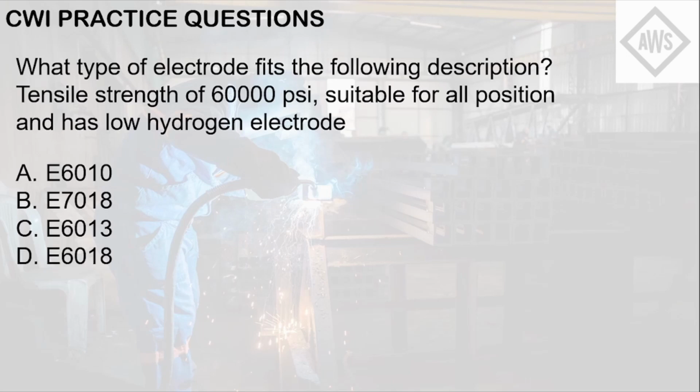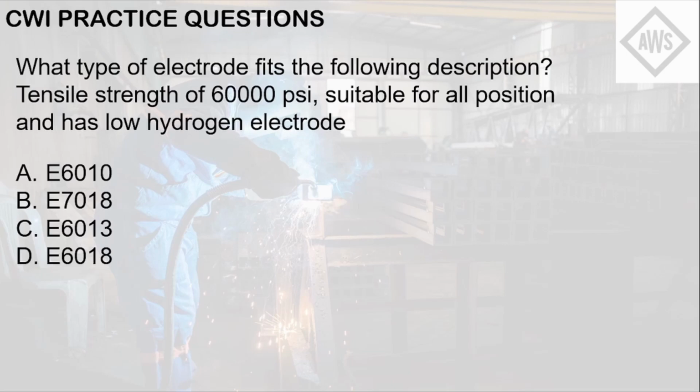So letter A, E6010, is an electrode with 60,000 psi, so that might be the correct answer. The number 1 is suitable for all positions, so that might be a correct answer. But the last digit, what does it refer to? It's the chemical composition for that specific welding electrode. But is it a low hydrogen electrode?